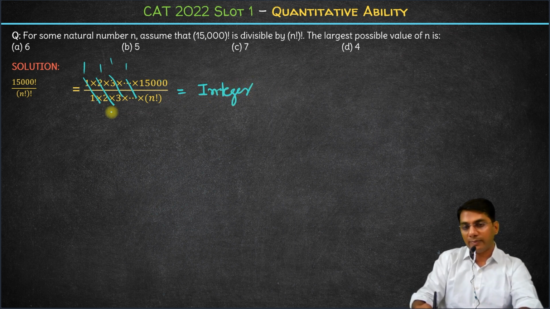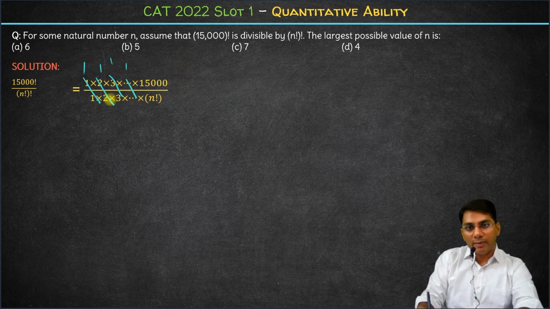Now how is it possible that 15,000 factorial divided by n factorial's factorial comes out to be an integer? This is only possible when the number of terms, this is a product of the first few natural numbers, this is also a product of the first few natural numbers. For this to be completely divisible, the number of factors in the denominator should be less than or equal to the number of factors or natural numbers in the numerator.